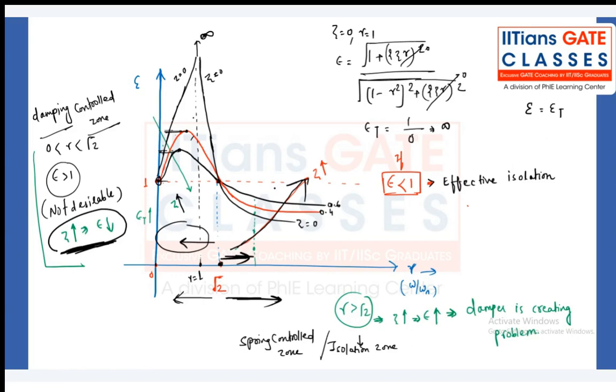transmissibility is what? Less than 1. That's why we said if transmissibility is less than 1, that is said to be what? Effective isolation. Effective isolation.